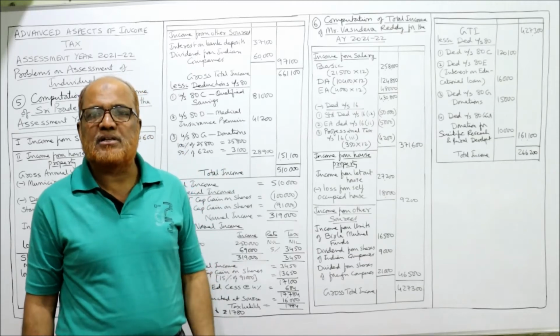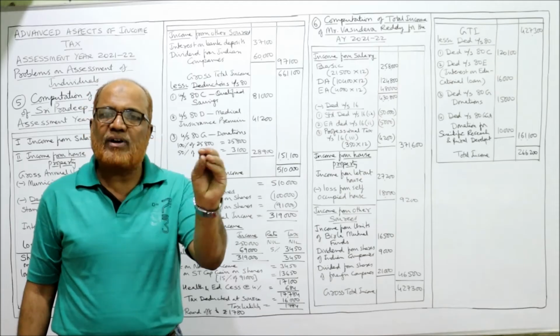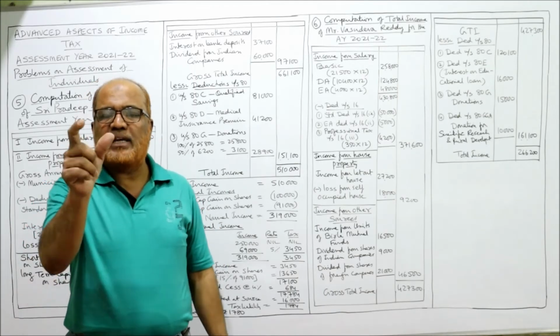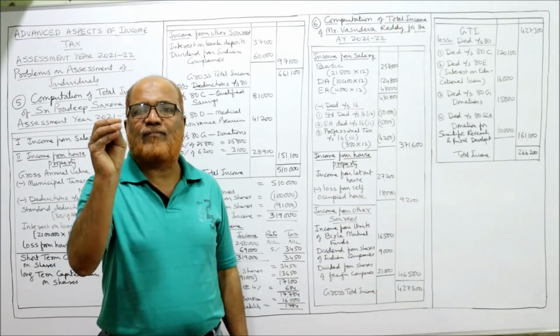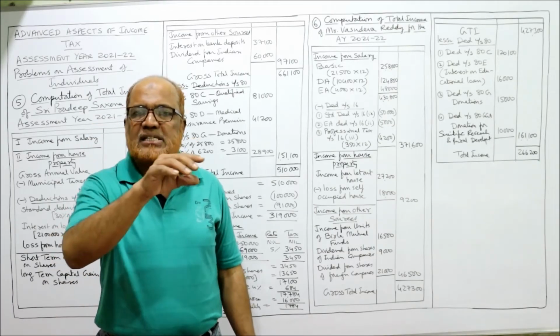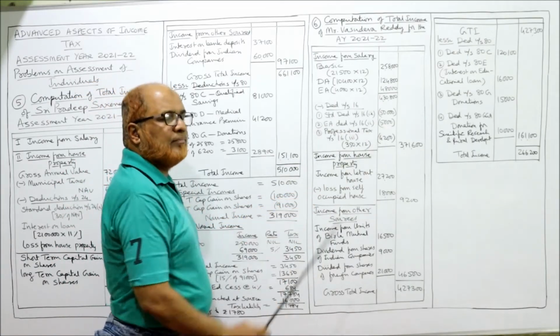2,58,000 into 20%. Third, fixed amount of 5,000. Whichever is least. So actual EA received, 20% of salary, or fixed amount of 5,000. So here whichever is least, the least is 5,000. So 5,000 rupees EA deduction will be allowed.